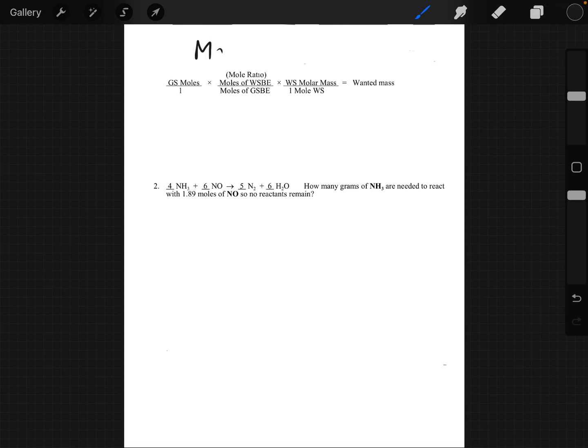Okay, this video is going to show you how to go from moles of one substance to the mass of another substance. This is the opposite of the video that I did where we started with mass and ended with moles. It's basically the same thing, just flipped backwards. So here's the formula you would end up using.